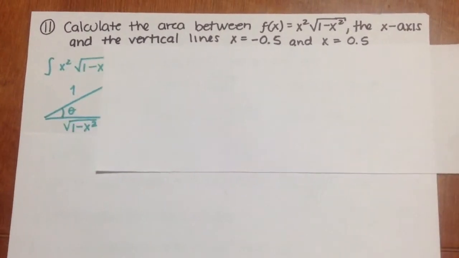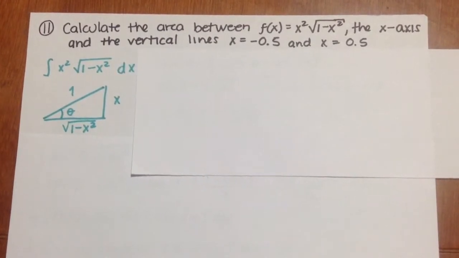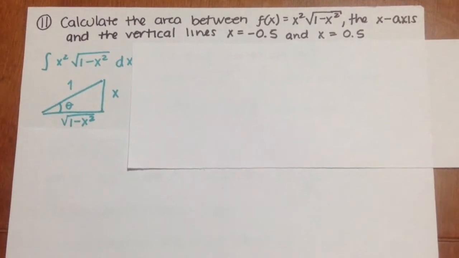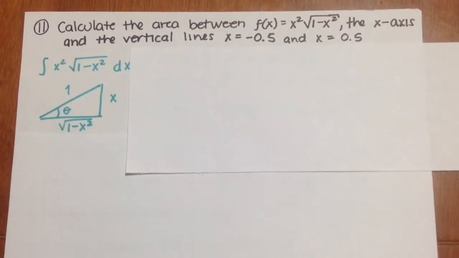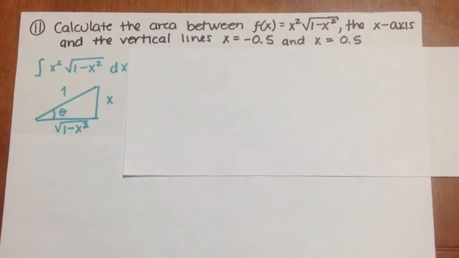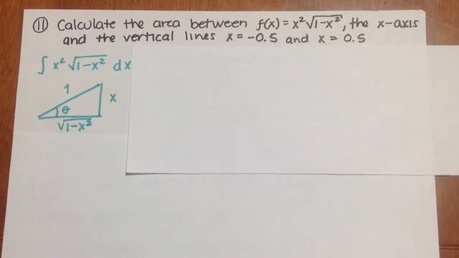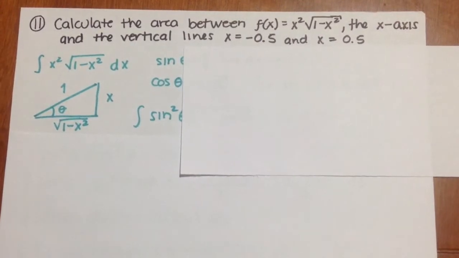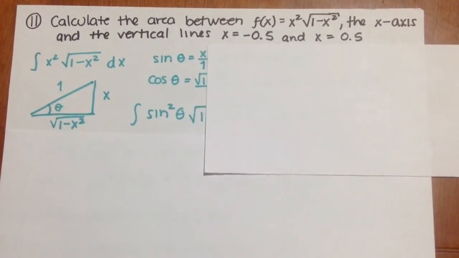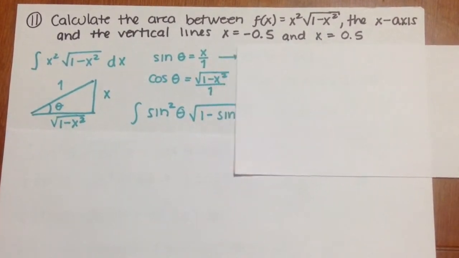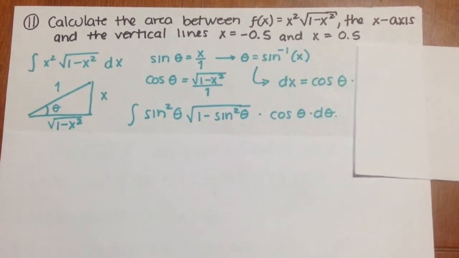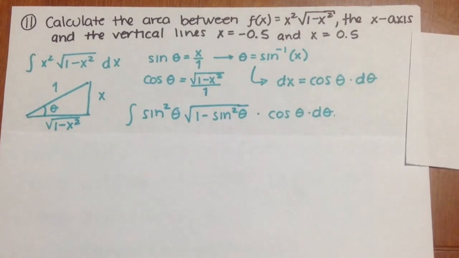We are going to use the triangle for integrals involving the square root of a squared minus u squared. So, our function will be sine of the angle is equal to x. The cosine of the angle is equal to the square root of 1 minus x squared. The angle is equal to arc sine of x, and the dx is equal to cosine of the angle times d of the angle.